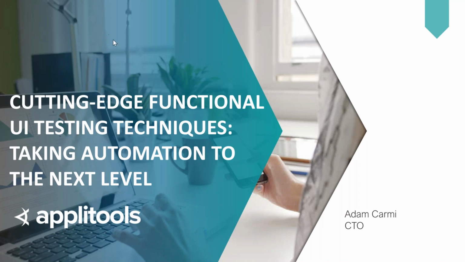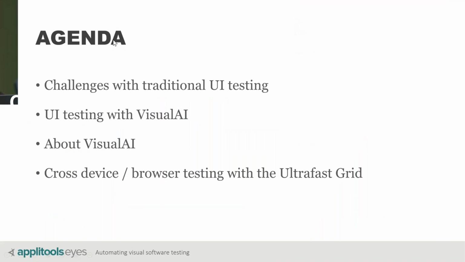So we have quite a lot to cover. We'll start by reviewing the main challenges that teams are having with the traditional UI testing. We'll then explain how you can do efficient UI testing with Visual AI, tell you a bit about Visual AI, what it's all about, and then we'll cover how to effectively perform cross-device and browser testing with Visual AI and the Ultrafast Grid.